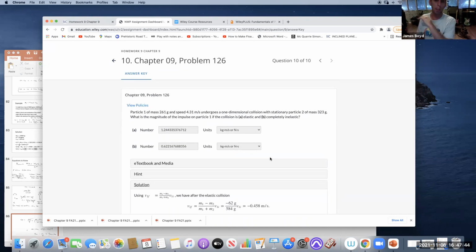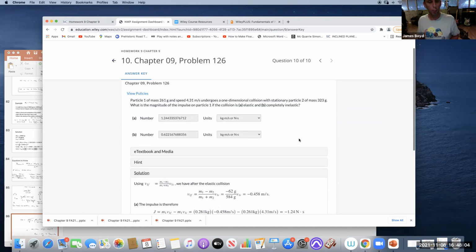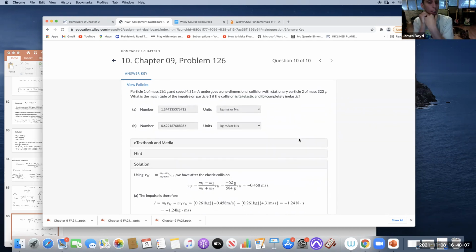Oh, I'm sorry. I'm just being dumb because I'm thinking if it's completely elastic or inelastic, the momentum should be the same, and I'm trying to figure out why they're getting something different. Because we use the fact that P initial is equal to P final, and they should be the same. So I'm a little confused.